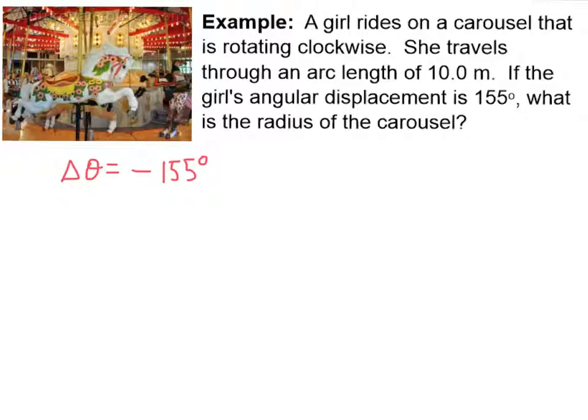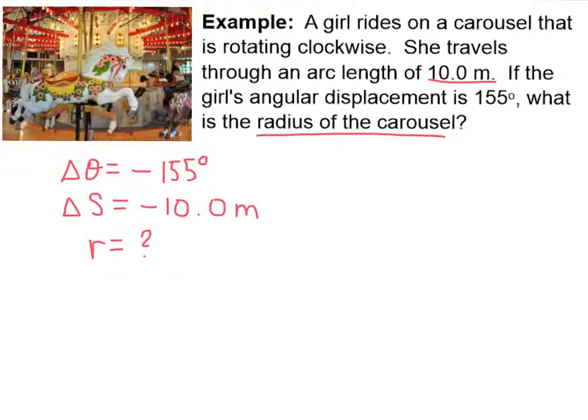I'm going to start by writing down what I know. I know the angular displacement is negative 155 degrees, again, because we're going clockwise, and we're told the angular displacement is 155 degrees. I'm going to assign a negative value since it's clockwise. I will assign a negative value to my delta S also because of the clockwise direction. Delta S is negative 10.0 meters. And I want to find the radius of the carousel, so R equals question mark.